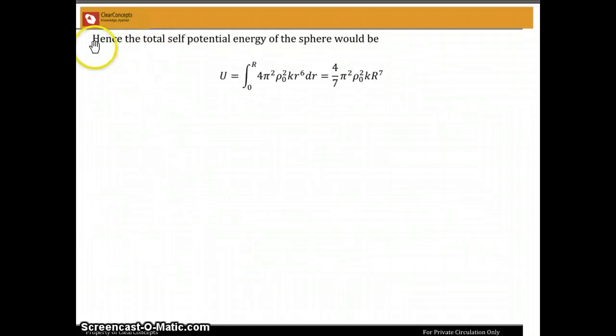And now to find the total self-potential energy of the sphere, what we do is we integrate this increase in self-potential energy between the limits 0 to capital R. So we integrate that, and what we get is 4 by 7 pi squared rho naught squared k capital R to the power 7.